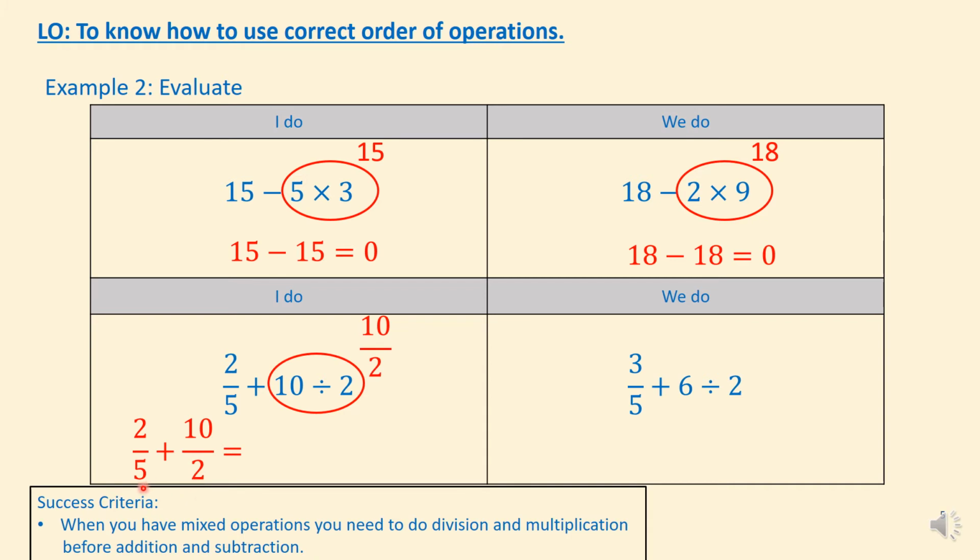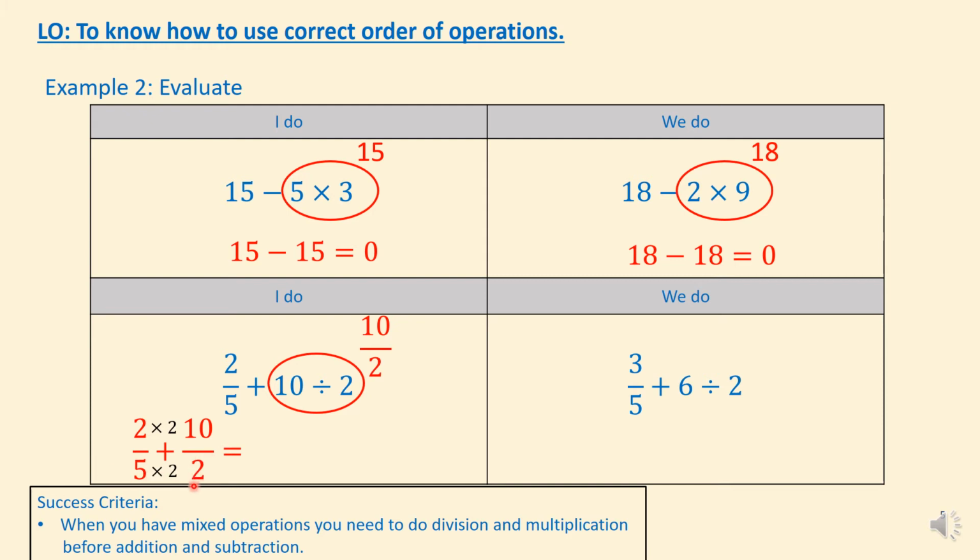What number is the lowest common multiple of 5 and 2? What is the lowest number that is in both the 5 and 2 times tables? It is 10. So I need to make both denominators 10. So I need to times 5 by 2. Whatever I do on the denominator, I have to do the same thing at the top. So I times the top by 2 as well.